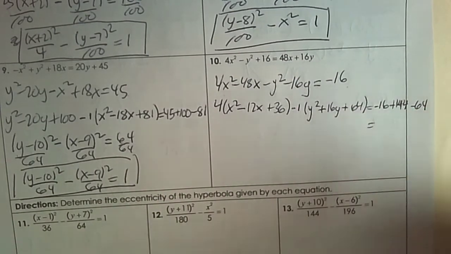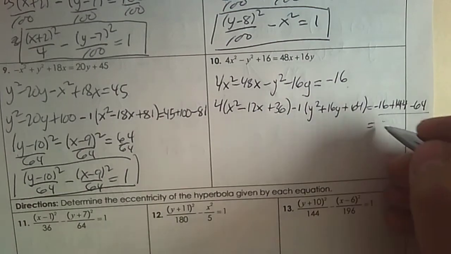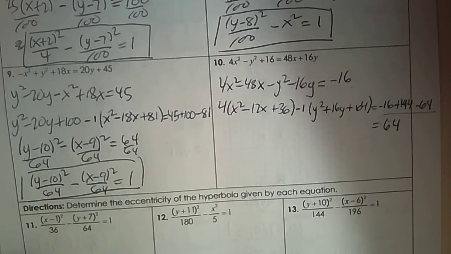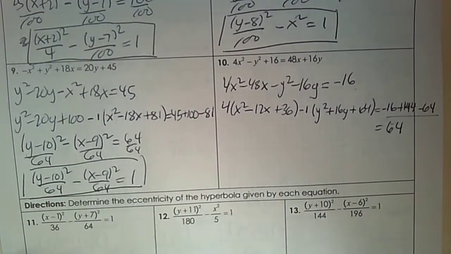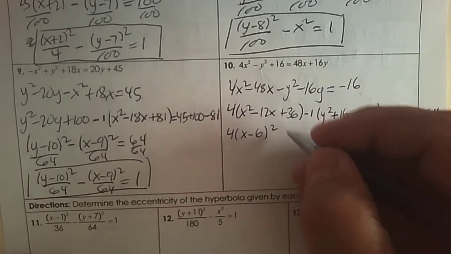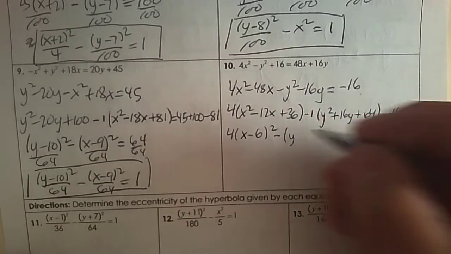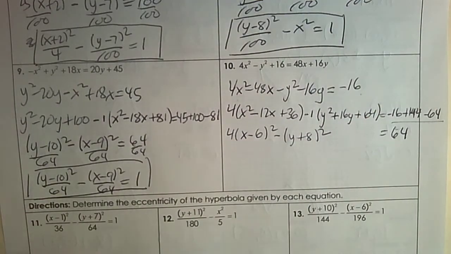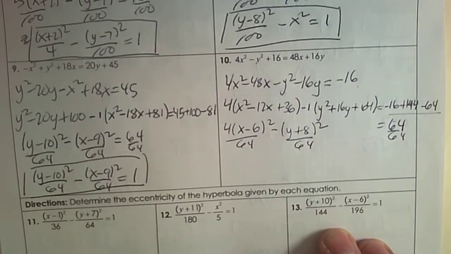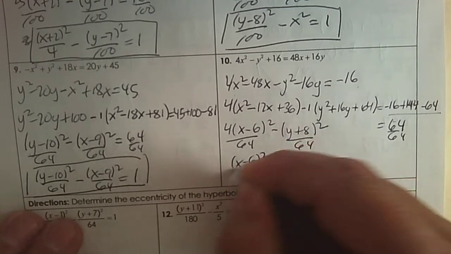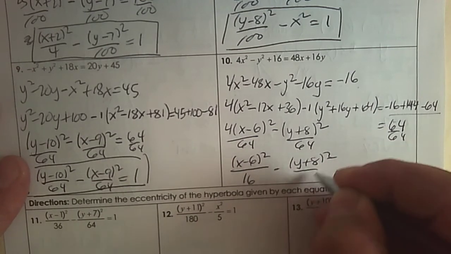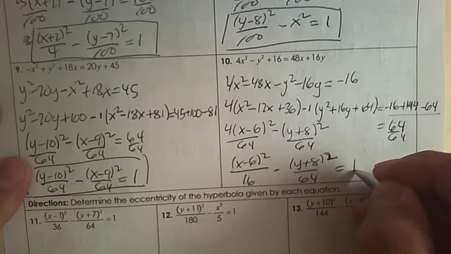See, it worked out. So when I combine like terms here, it's a positive number. That positive number is 64. So factor, that's x minus 6 squared. That's y plus 8 squared. That's equal to 64. So we're going to divide everything by 64, and that will give us our answer. That's 16. There's nothing to simplify here. And that's equal to 1.